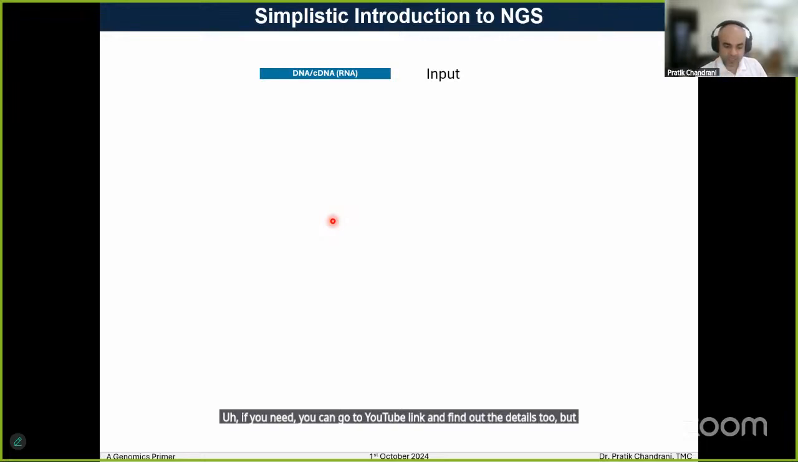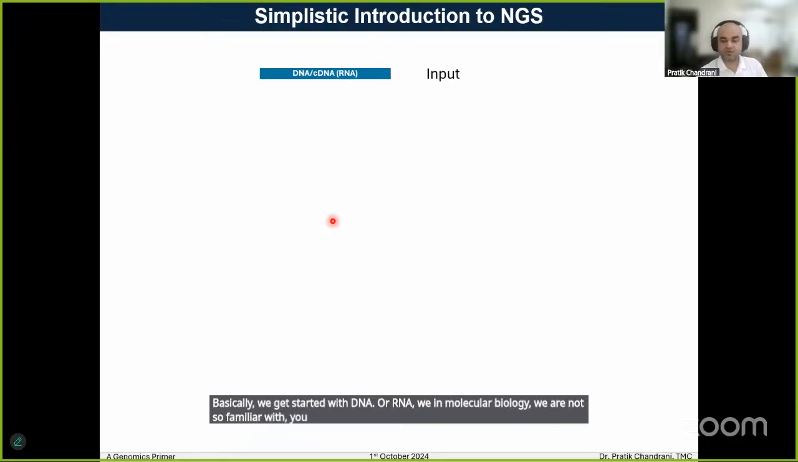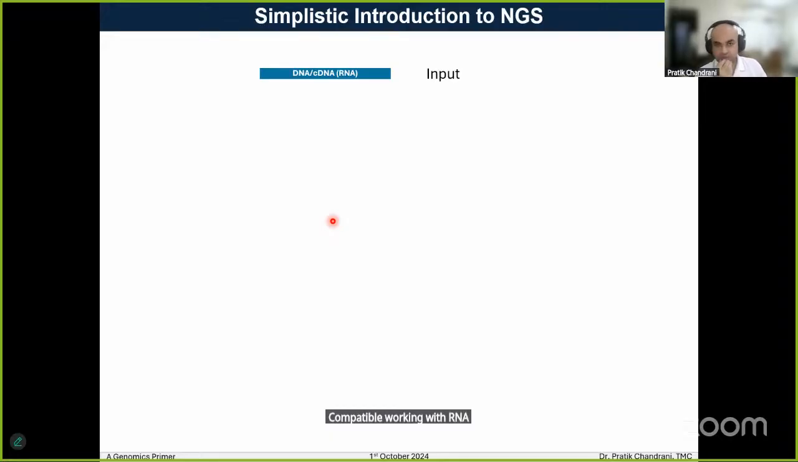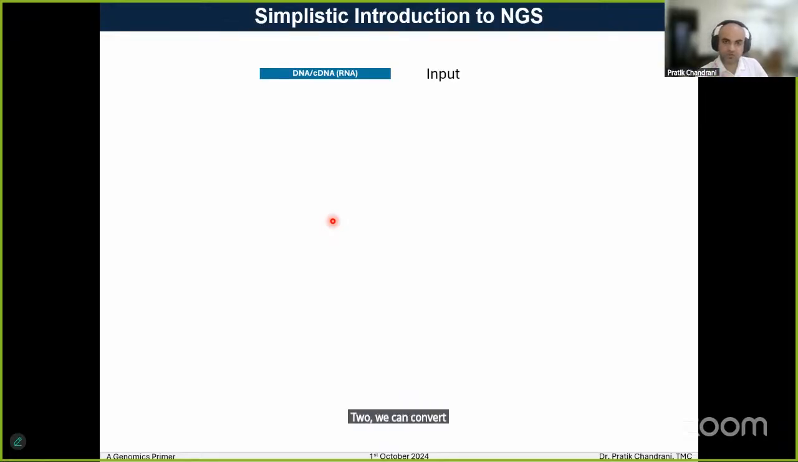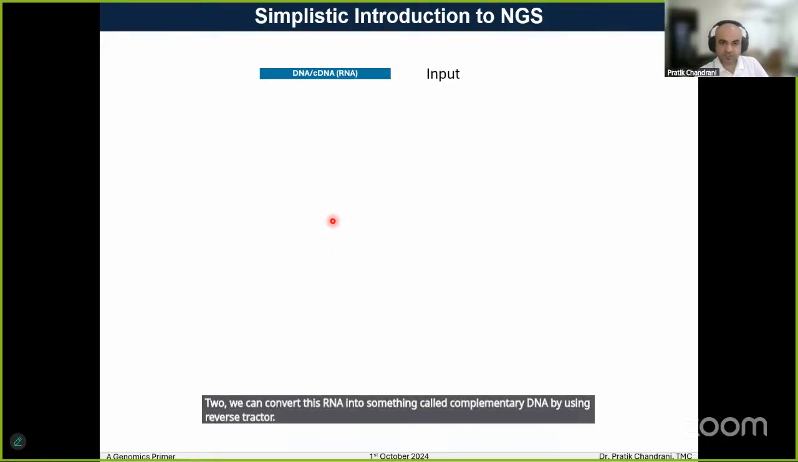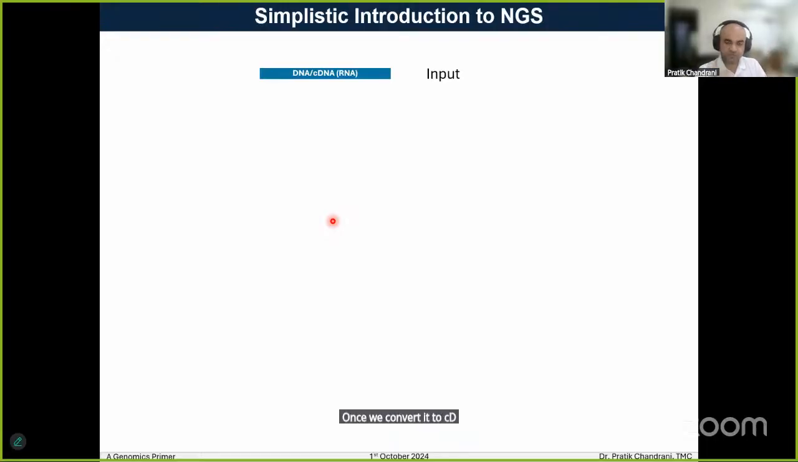But to quickly summarize, basically we get started with DNA or RNA. In molecular biology, we are not so familiar with RNA. We are not so comfortable working with RNA, as the majority of molecular biology tools have been developed for DNA. So we can convert this RNA into something called complementary DNA by using reverse transcriptase. Once we convert it to cDNA, then everything becomes logically very similar. So we have this DNA or cDNA as a starting material.